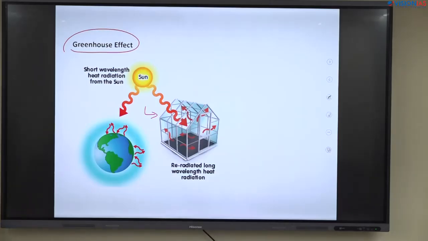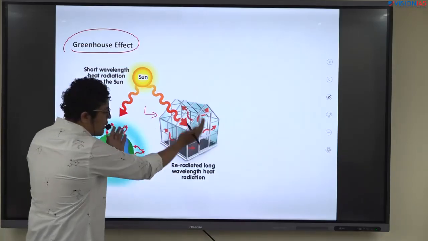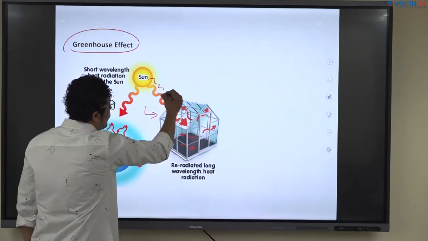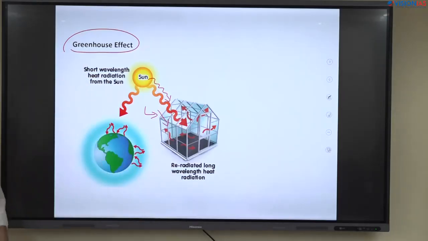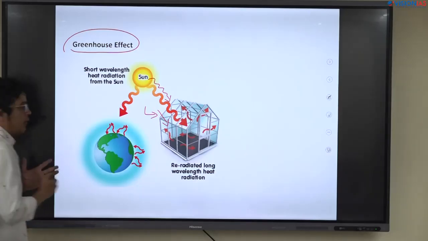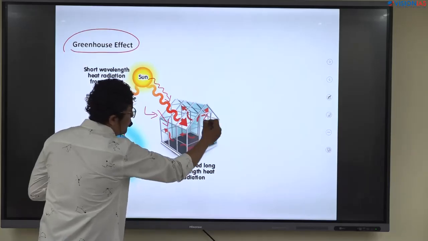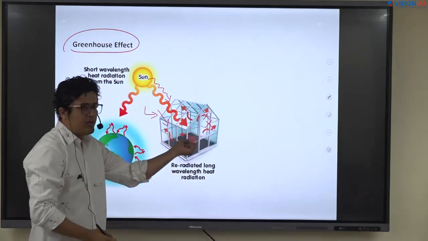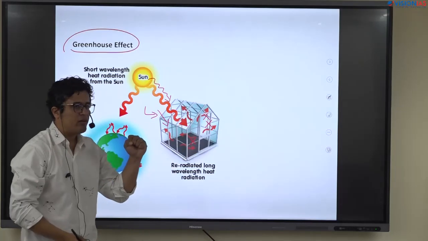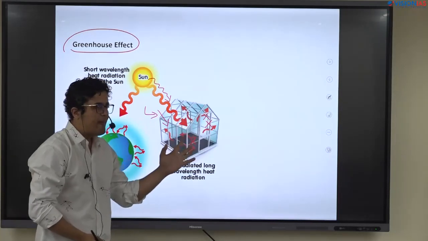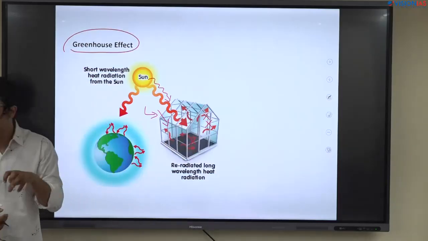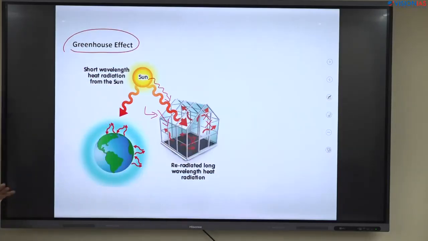Greenhouses are designed in such a way that they will allow solar radiation to enter, but will not allow it to escape. It will capture the solar energy. It will capture the heat. So solar radiation can enter, but cannot escape. It will capture the heat, it will capture the energy.